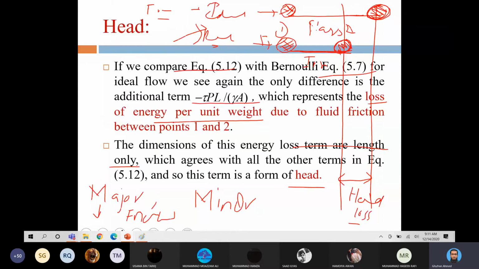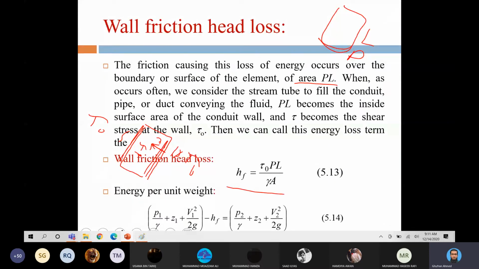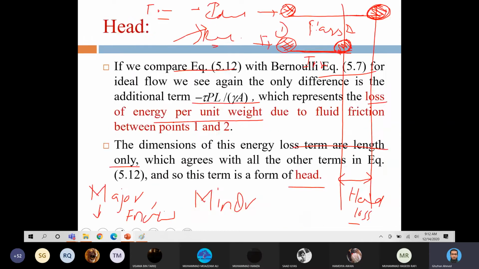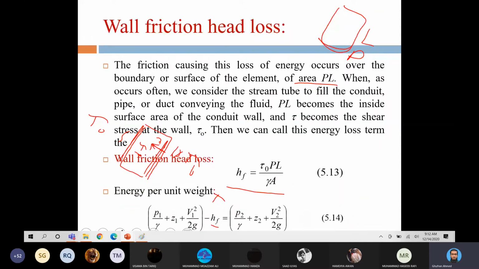It is the same thing. This tau P L over gamma A. So this HF is tau P L over gamma A. So you can just replace tau P L over gamma A in the previous equation here. This one, 5.12. So this is basically the head loss HF due to friction. F represents friction. Okay, so this is head loss due to friction.